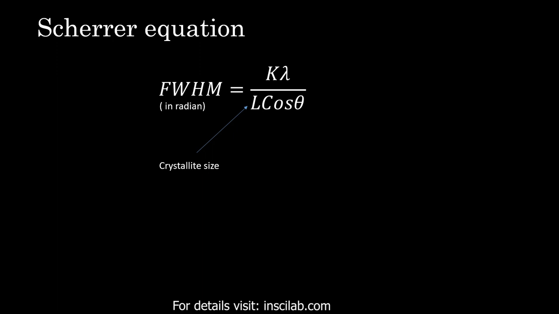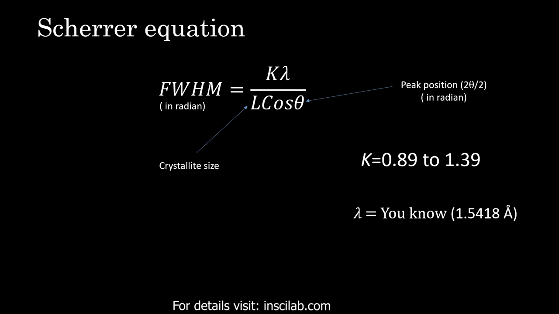This is the Scherrer equation. L is crystallite size which we want to calculate. All angles are in radian. K is constant. In most of the cases for spherical crystallites, you can use 0.94 or close to 1. So, the formula you have to insert in Origin or Excel is this.